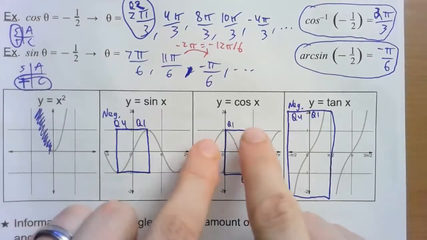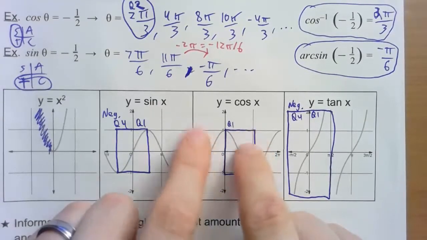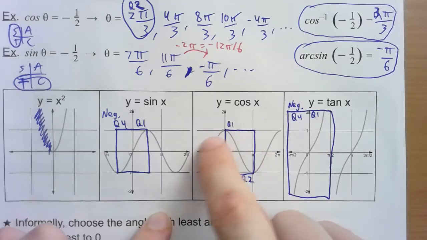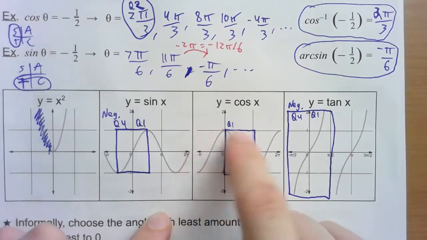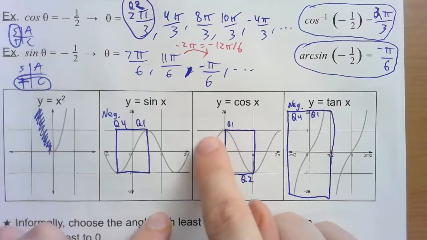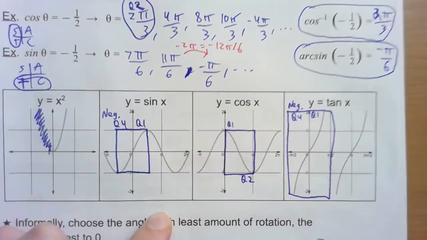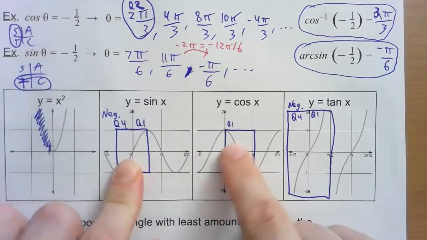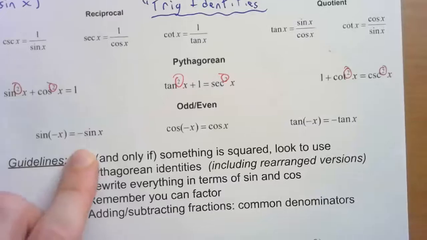If you look at cosine, cosine has that symmetry across the y-axis. Opposite x, you still have the same y. Negative x, positive x, you still get the same y value. Cosine's an even function, symmetrical about the y-axis. Okay, so based on what that graphical feature of these functions are, we have these odd-even identities.